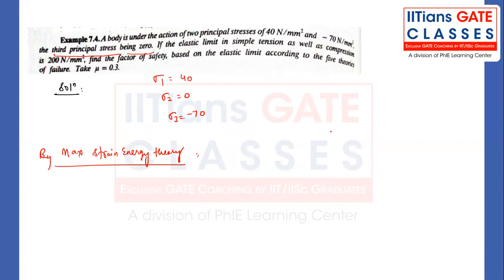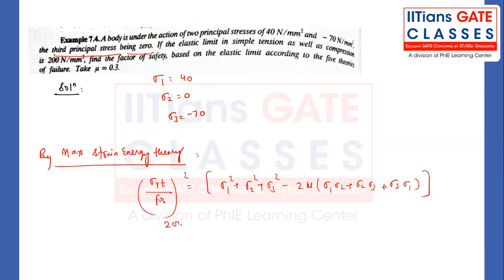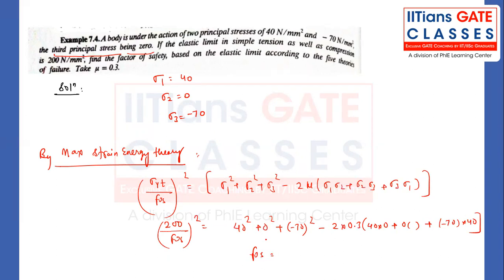So just put in the formula. Sigma equivalent, that is sigma yt divided by factor of safety, whole square, equals sigma 1 square plus sigma 2 square plus sigma 3 square minus 2 mu (sigma 1 sigma 2 plus sigma 2 sigma 3 plus sigma 3 sigma 1). Sigma yt is 200 divided by factor of safety. Sigma 1 is 140 square, 0, minus 70 square, 2 into 0.3, sigma 1 sigma 2 is 0, sigma 3 is minus 70 into 140. If you calculate, you will get approximately 2.21.